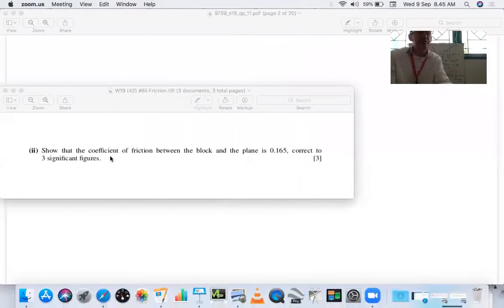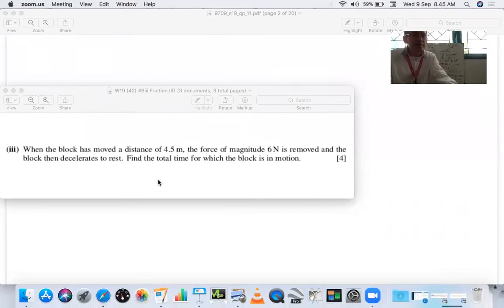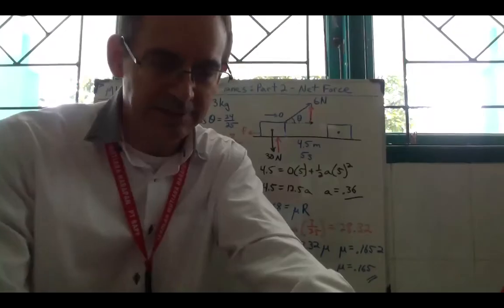I believe there's a third one here. It says, when the block has moved a distance of 4.5 meters, the force of magnitude 6 newtons is removed, and the block then decelerates to rest. Find the total time for which the block is in motion. And this is worth 4 points.